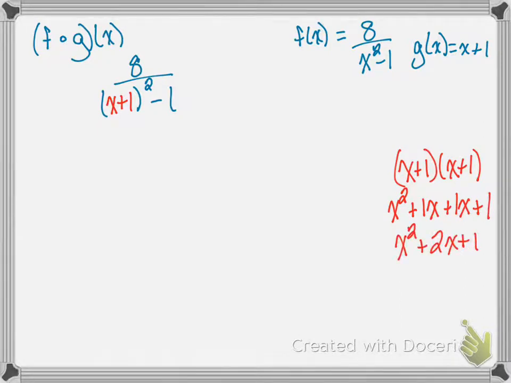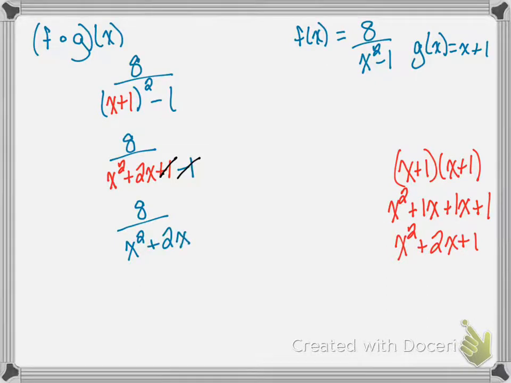Okay, so now I have 8 over x squared plus 2x plus 1 minus 1. My plus 1 and minus 1 cancel out. So my final answer to this is 8 over x squared plus 2x. That's my final answer for that one.